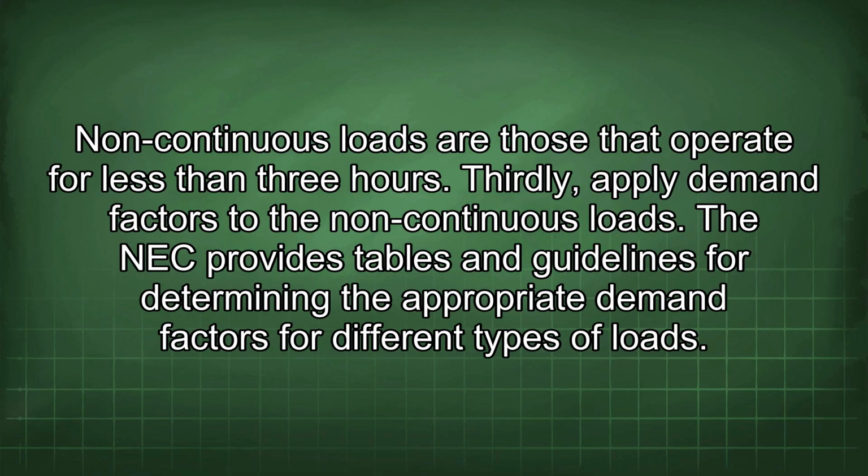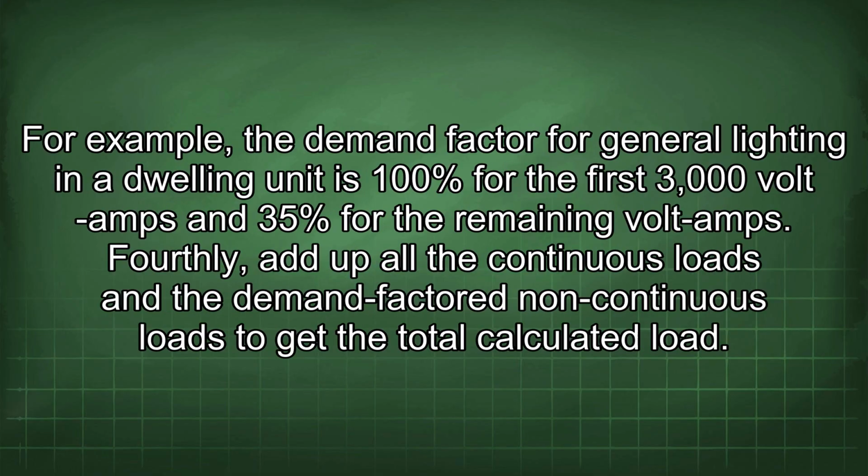Thirdly, apply demand factors to the non-continuous loads. The NEC provides tables and guidelines for determining the appropriate demand factors for different types of loads. For example, the demand factor for general lighting in a dwelling unit is 100% for the first 3000 volt amps and 35% for the remaining volt amps. Fourthly, add up all the continuous loads and the demand factor non-continuous loads to get the total calculated load.